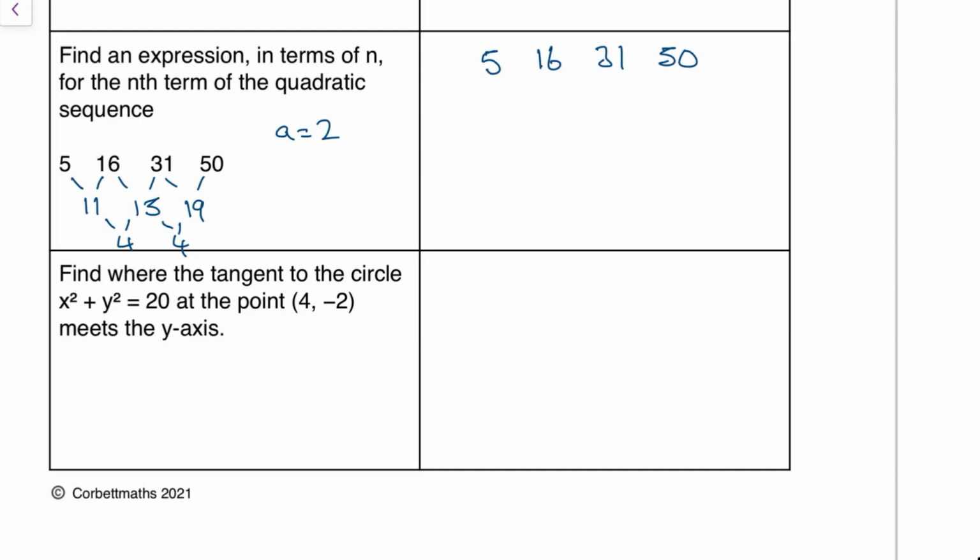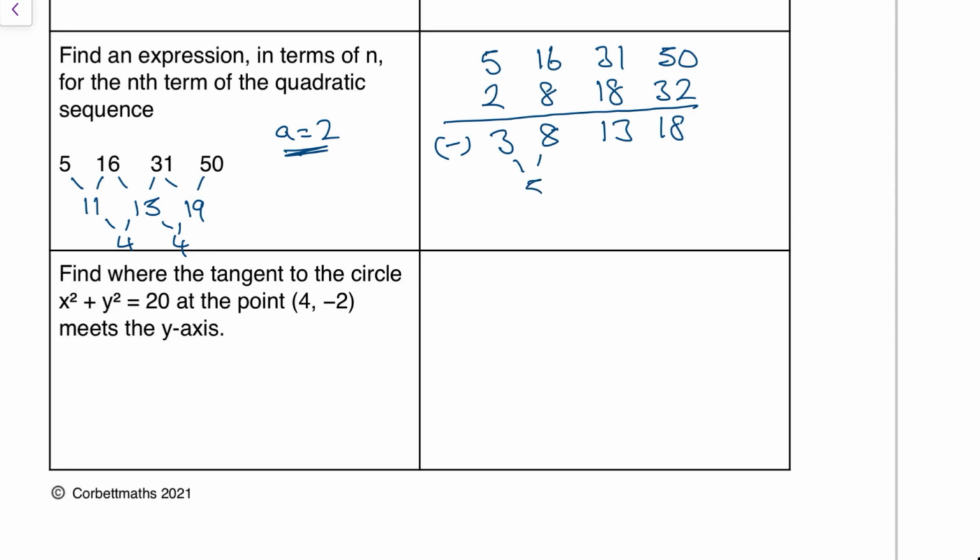Then I'm going to write 2, because my a is 2, 2 times n squared. So 2 times 1 squared is 2. 2 times 2 squared is 2 times 4, which is 8. 2 times 3 squared is 18, and 2 times 4 squared is 32. And then I'm going to take this away. So if I take this away, 5 minus 2 is 3, 16 minus 8 is 8, 31 minus 18 is 13, and 50 minus 32 is 18.